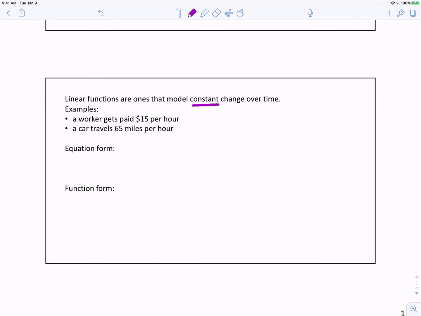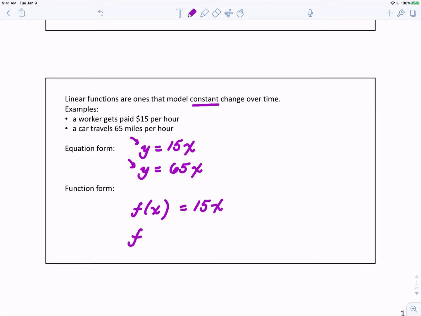In equation form, we could write the first one as y is equal to 15 times x, and the second one as y is equal to 65 times x. Function form is very similar, except that instead of using y, we replace that with function notation. So the first one could be f of x is equal to 15x, and the second one could be f of x is equal to 65x.